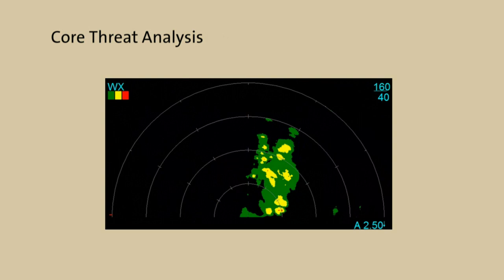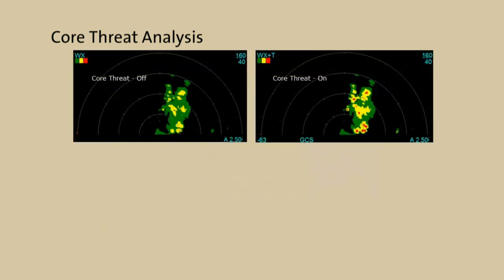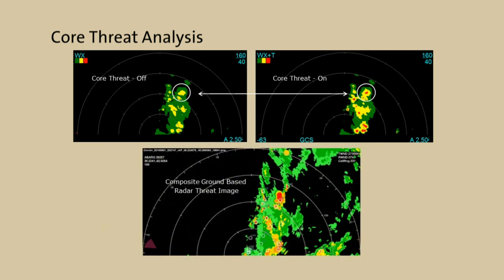A key design goal for ThreatTrack is to make the colors displayed on the ND more representative of the actual thunderstorm threat. When the Track While Scan technology determines that the convective activity is more intense than the precipitation level would normally indicate, core threat analysis increases the color level to more accurately represent the actual threat. When compared with this ground-based radar threat image, it can be seen that core threat analysis enables a better representation of the actual cell threat. In cases where the convective activity is already properly displayed, colors are left unchanged.